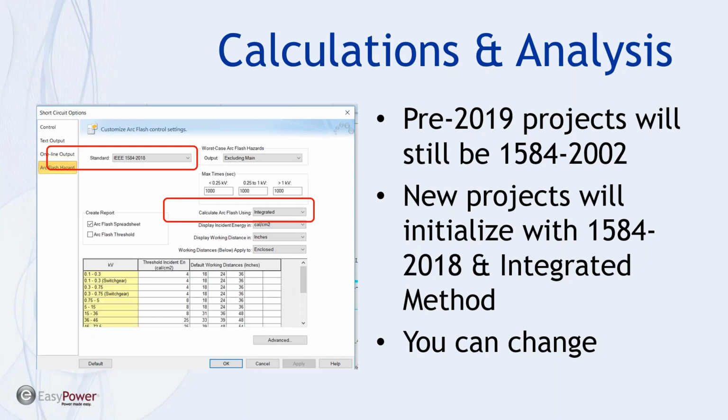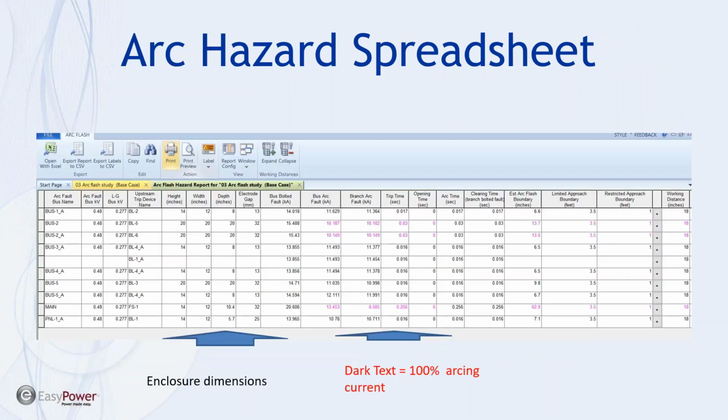And then as we get into calculations, something that is new with the 2018 version, EasyPower 10.2, is detailing of the enclosure dimensions and the electrode gap, which has been there. And what has also been there but is now slightly different is the determination of whether we're using reduced arcing current or 100% arcing current.